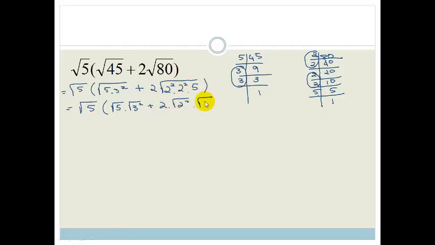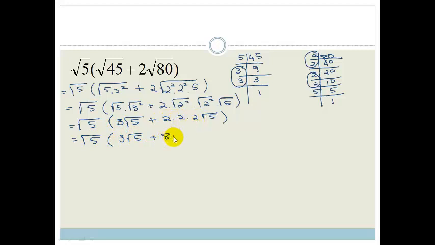root of 2 squared times the square root of 2 squared times root 5. So then you've got root 5 bracket. The square root of 3 squared is just 3. So we've got 3 square root 5 plus 2 times the square root of 2 squared is just 2. Square root of 2 squared is just 2 times root 5, which becomes root 5, 3 root 5 plus 2 times 2 times 2 is 8 root 5. So 3 plus 8 is 11.